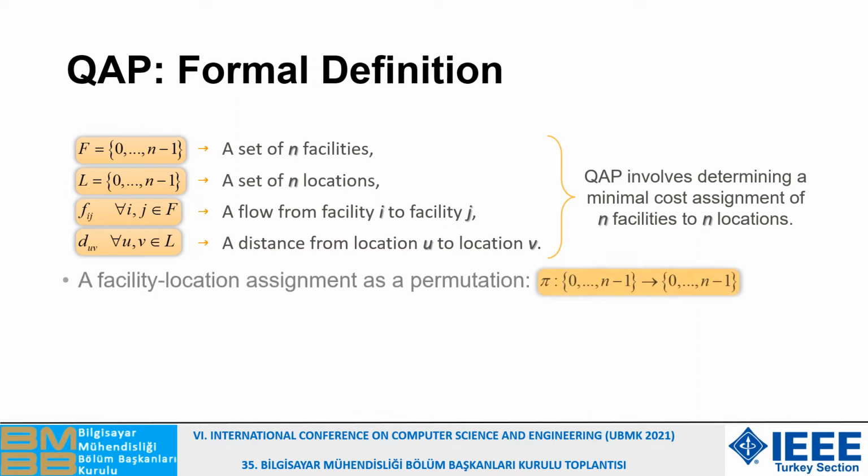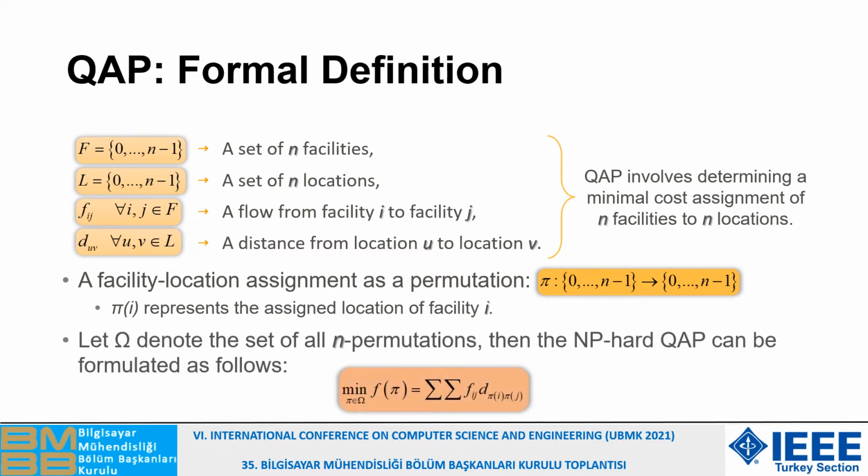Clearly, a facility location assignment can be represented by a permutation pi, such that pi of i represents the assigned location of facility i. Let omega denote the set of all n permutations, then the NP-hard QAP can be formulated as the sum of the flows multiplied by the corresponding distances.